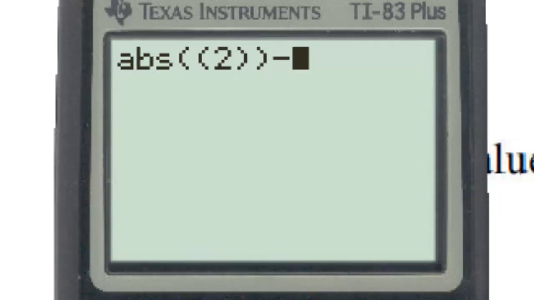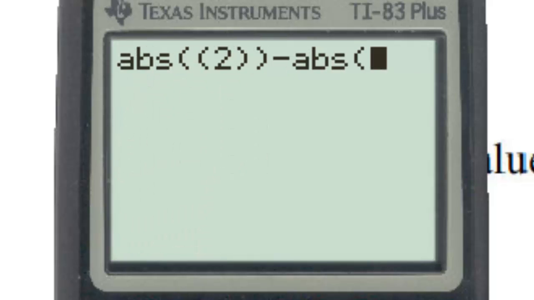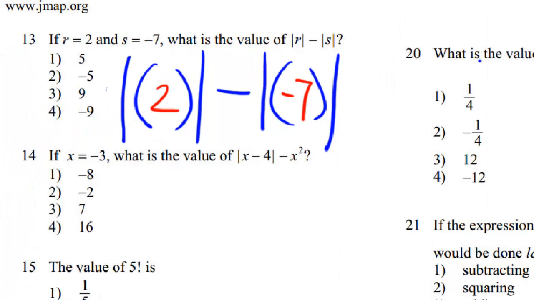And then instead of a parentheses at first, we're going to need to put the absolute value sign. To do that, we're going to go to math, over 1 to the right, press enter. Great. Open parentheses once more. -7. Be sure to not put the minus sign. You're going to put the negative sign. 7. Close parentheses, and then close parentheses one final time to seal it up. We're going to press enter, and when we do, we get -5. -5 is our answer, which is, when we look at our options, option number 2.